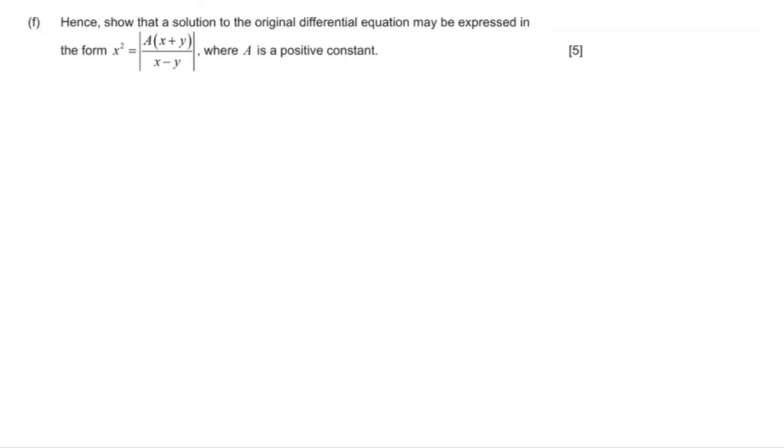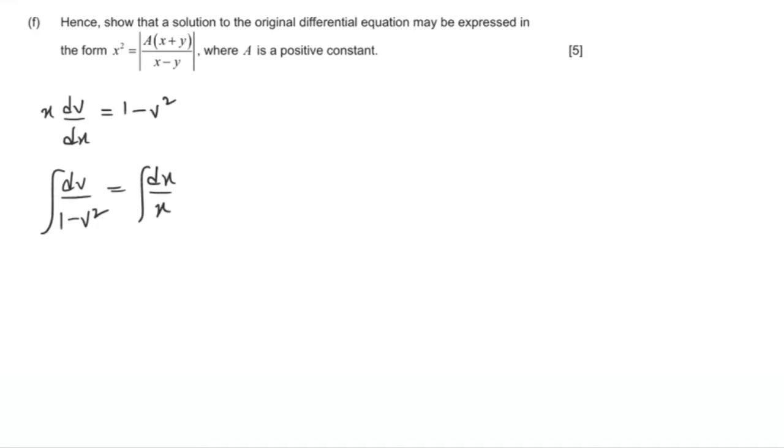Okay, so now they're saying part F, hence show that the solution to the original differential equation may be expressed in the form this, where a is a positive constant. So I know my original differential equation was x dv over dx equal to 1 minus v squared, which we showed in the very first place using that substitution, right? And this is a separable differential equation, so I can write it as the integral of dv over 1 minus v squared and the integral of dx over x.